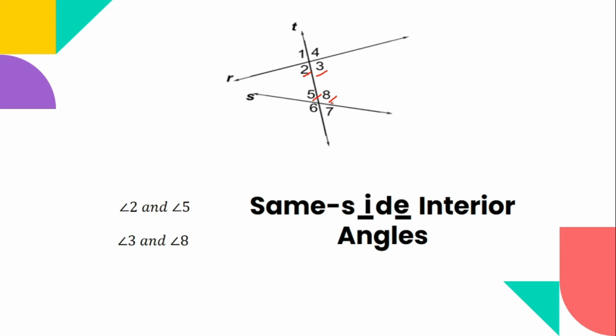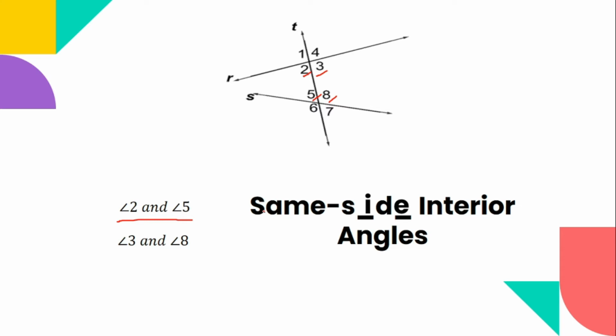2 and 5 nasa same side sila tapos interior angle sila, tama? 3 and 8 nasa same side sila tapos interior angle din sila. So meaning to say these are what we call the pairs of same side interior angles. Angle 2 and angle 5 pair of same side interior angles. Same with angle 3 and angle 8.